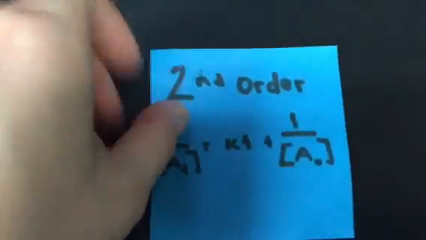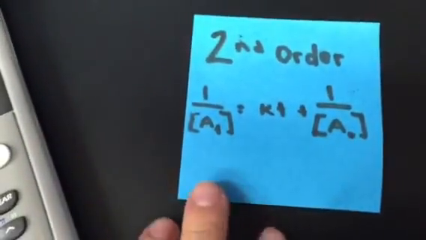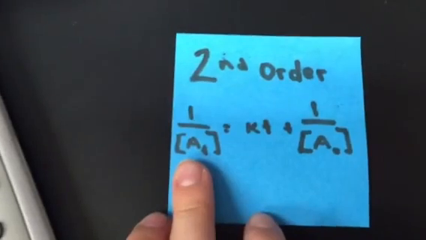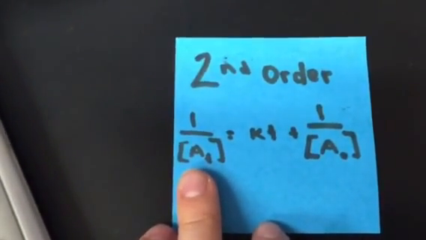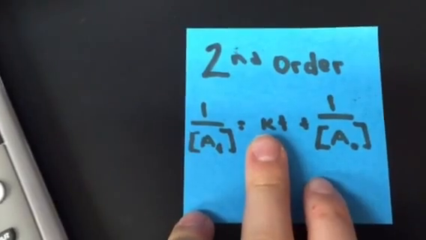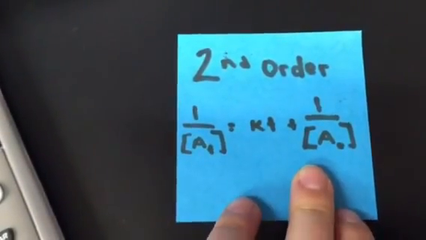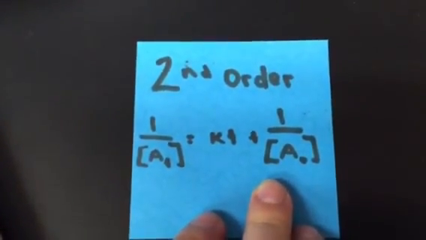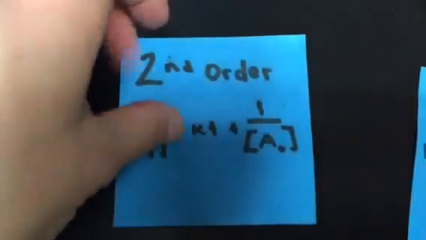Okay? If instead the graph with a y-axis of 1 over the concentration of A_t is linear with a positive slope with this equation, then the reaction is going to be second order. And I'm going to show you how to use your calculator in order to determine that, just in case you're not comfortable using your calculator yet.